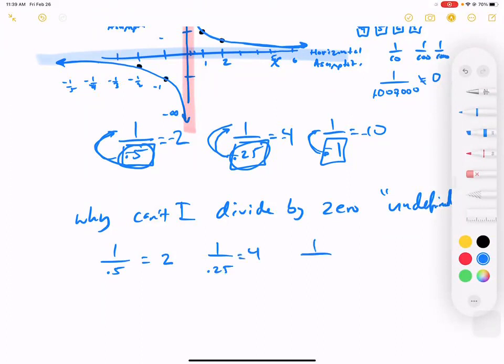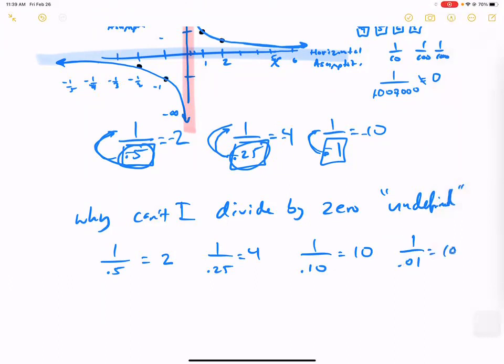If I divide by even a smaller number than that, 10 cents, 50 cents, 25 cents, 10 cents. How many 10 cents are in a dollar? We end up with 10. How many pennies are in a dollar? That's 100. Well, how many thousandths? And if you can see, 0.5 to 0.25, 0.25 to 0.1, 0.1 to 0.01, 0.01 to 0.001. We're getting closer to 0.